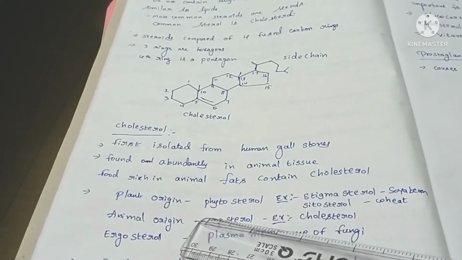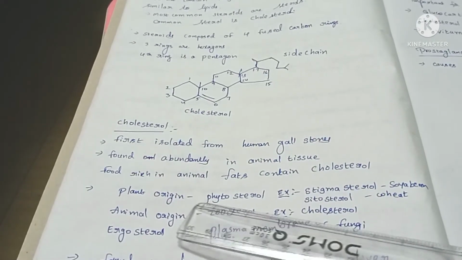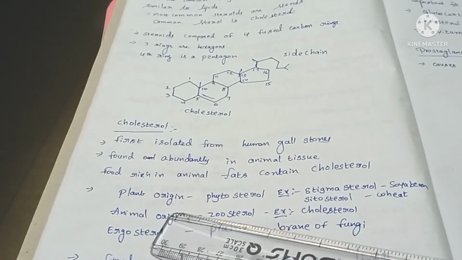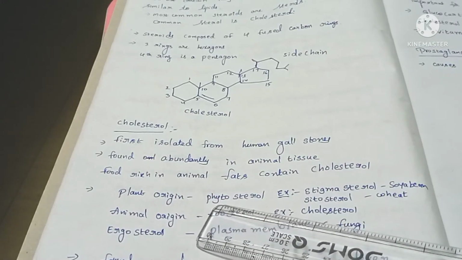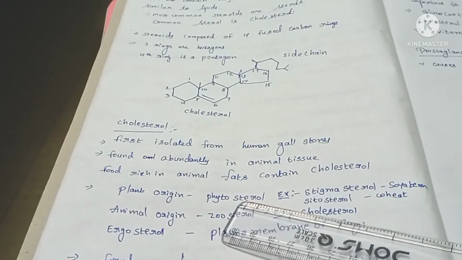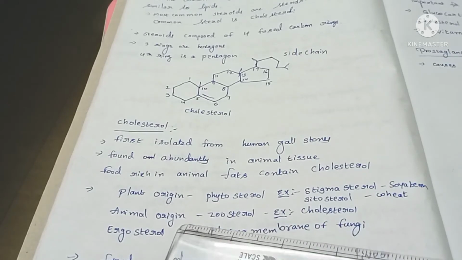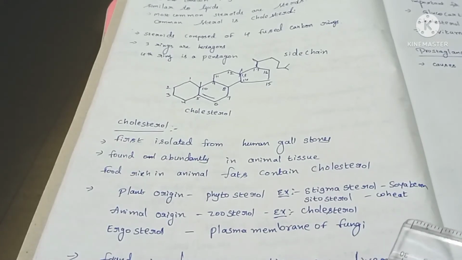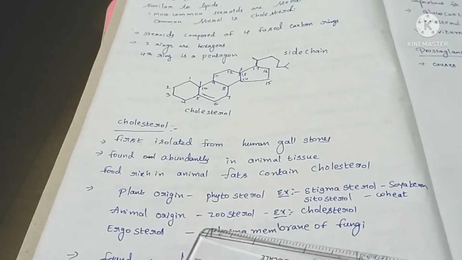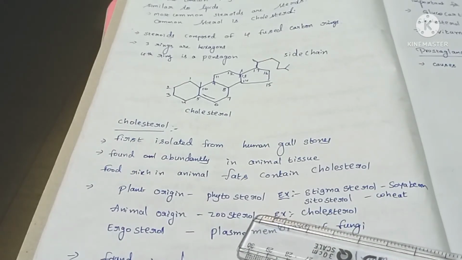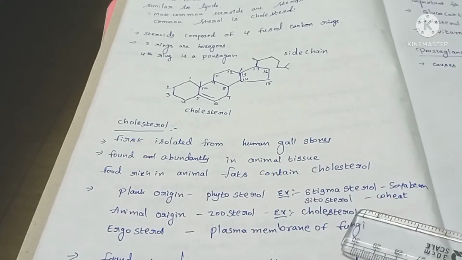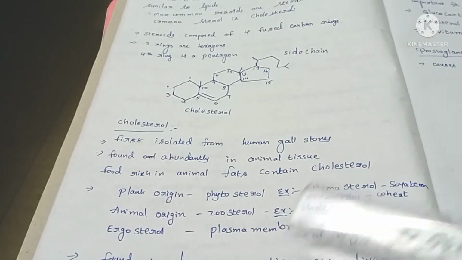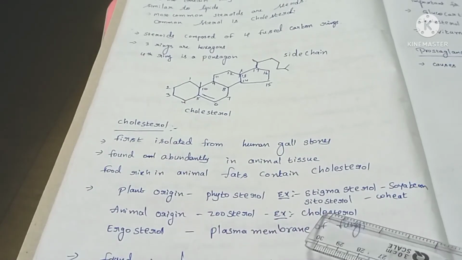And these sterols are of different types depending upon the origin. Some are of plant origin, some are of animal origin, some are fungal. Sterols derived from plants are called phytosterols, sterols derived from animals are called zoosterols, and sterols derived from the plasma membrane of fungi are called ergosterols. An example of a phytosterol is stigmasterol, obtained from soya bean, and sitosterol is obtained from wheat. An example of a zoosterol is cholesterol.